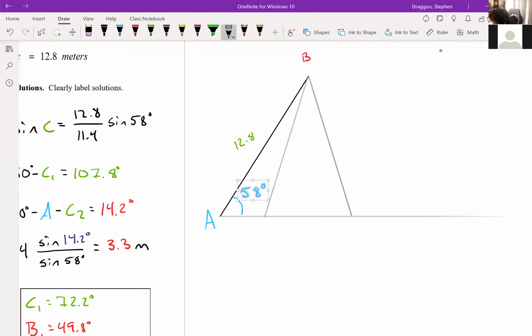Let's move that label over there. And now drawn here, those are going to be my two triangles. Where I know both of these two lines that I just drew are going to be 11.4 meters long.